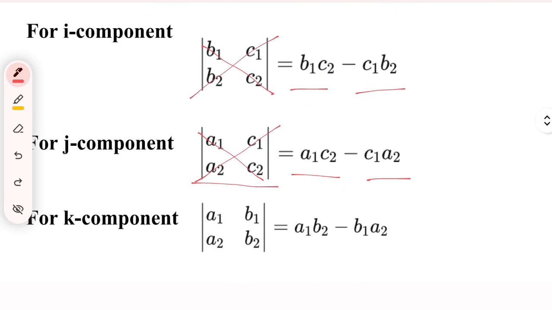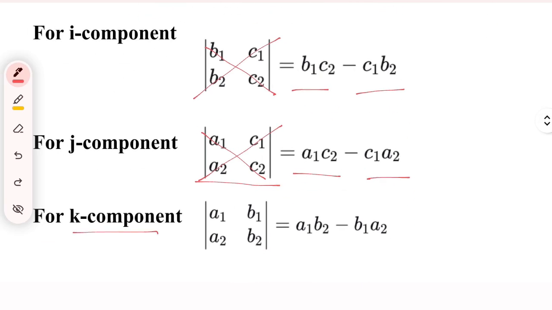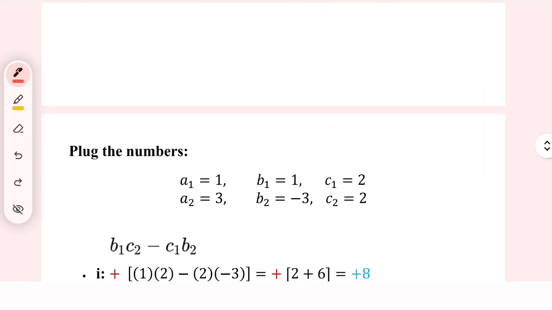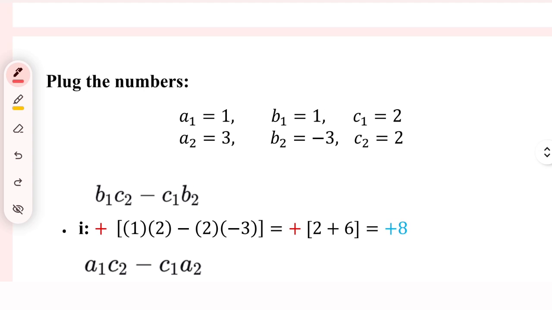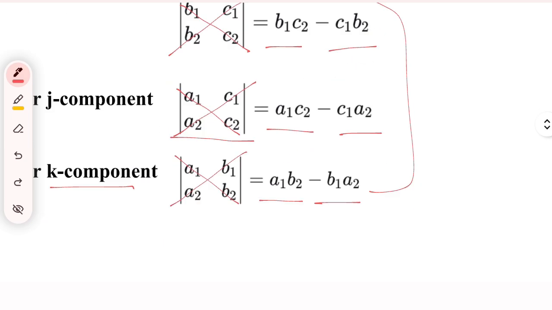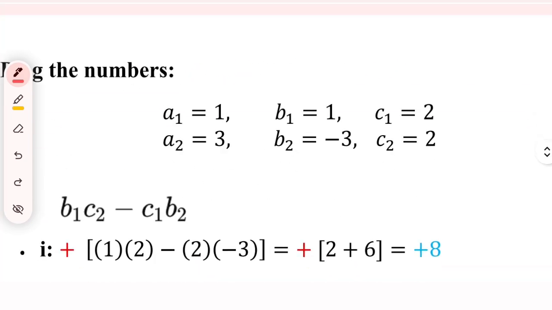C1, A2. And lastly, for the K component, this would be positive A1 times B2, and the product of this is negative B1, A2. After we have that, all we need to do now is we will plug in all the numbers because we already defined what is A1, A2, B1, B2, C1, C3 in the beginning of the video. So all we need to do now is we will put all those numbers in here, and then solve for the determinant. So that is what we are doing in there.